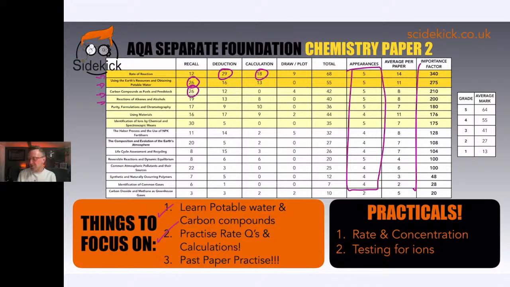So rates of reaction, the practicals are in every single year. So make sure you practice those questions, folks. And the other one that's very, very common is identification of common gases, and where's the other one? Oh, there you go. Identification of ions by chemical and spectroscopic means. That's basically testing for ions. So your flame tests and your precipitate tests and things like that, that comes up a lot as well, okay?